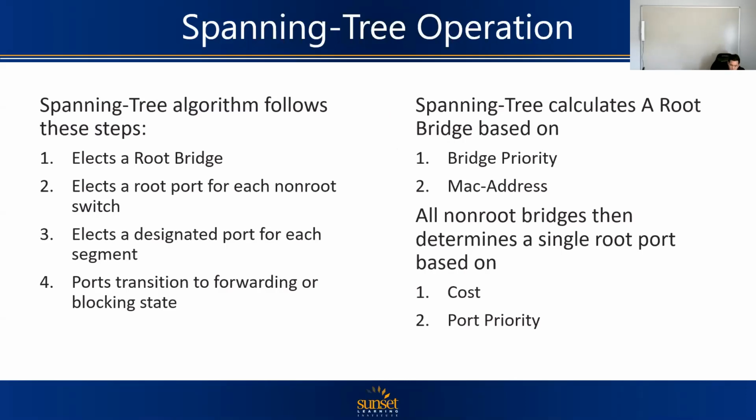So the first two things that I want you guys to think about are the bridge priority and MAC address. When spanning tree gives its BPDUs every 2 seconds to all the switches, we care about these parameters within the BPDUs. And these parameters alone will define exactly what your root bridge is going to be, okay?